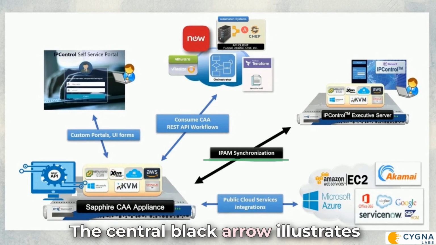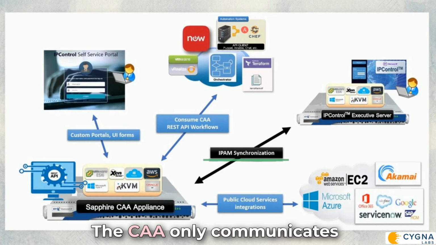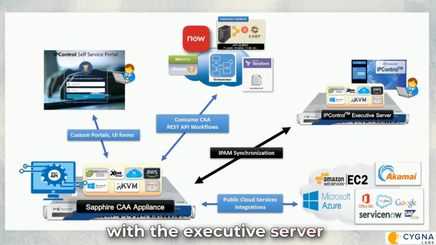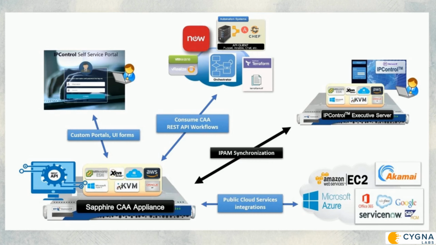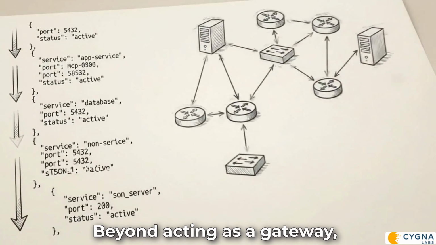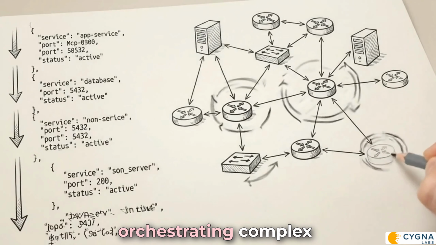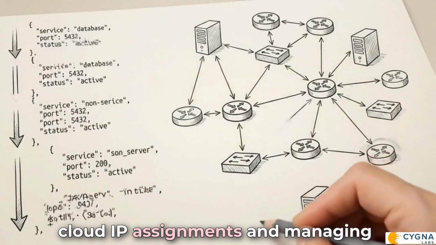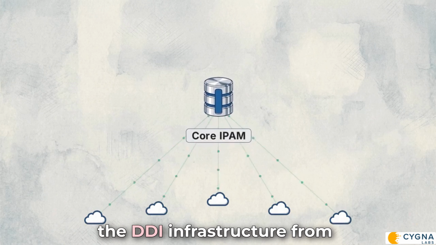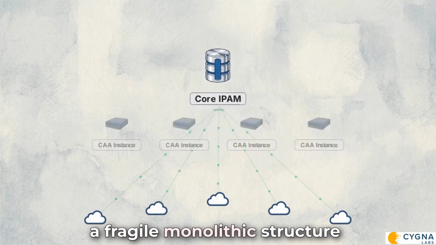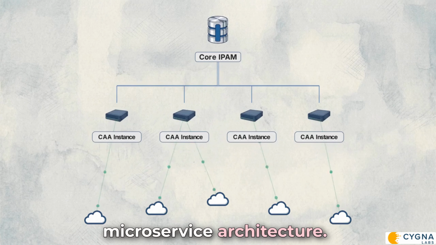The central black arrow illustrates the IPAM synchronization pathway. The CAA only communicates with the executive server when a verified, necessary data exchange is required. Beyond acting as a gateway, the appliance operates as a flexible automation engine, orchestrating complex cloud IP assignments and managing subnet deployments. Deploying the CAA shifts the DDI infrastructure from a fragile, monolithic structure into a resilient, scalable microservice architecture.